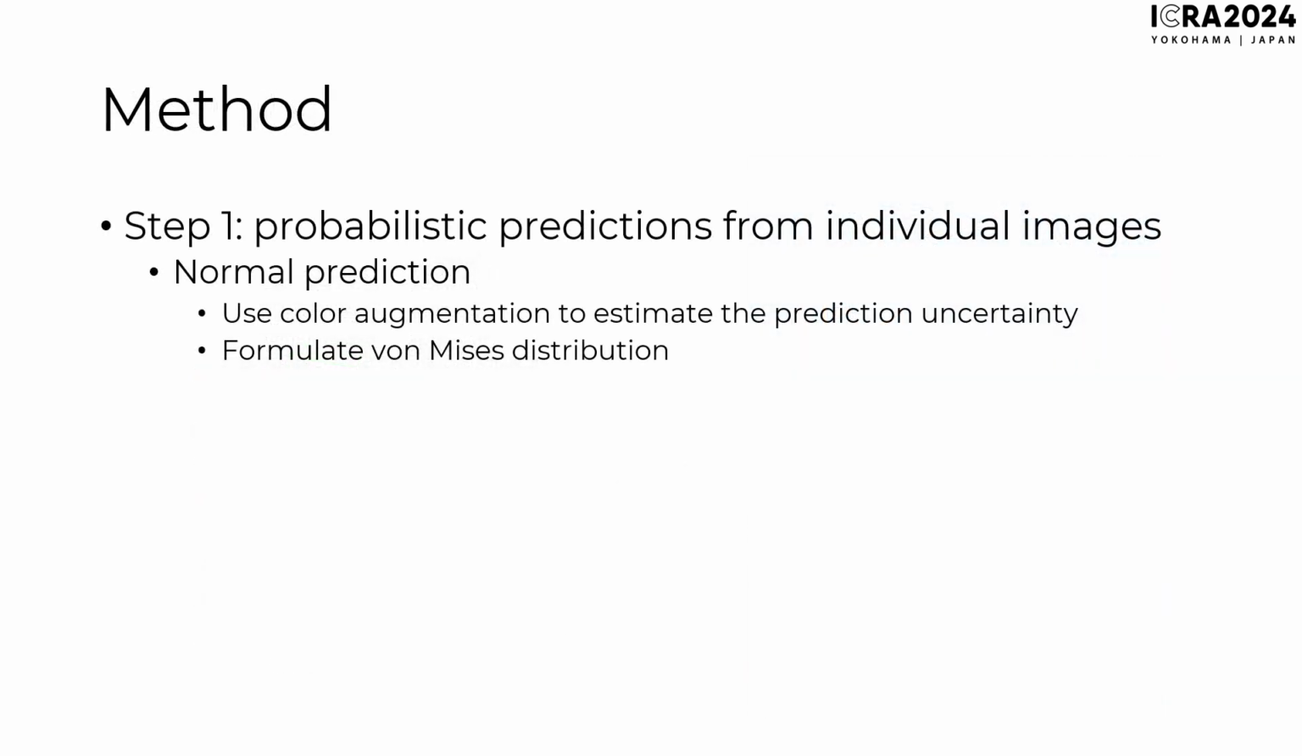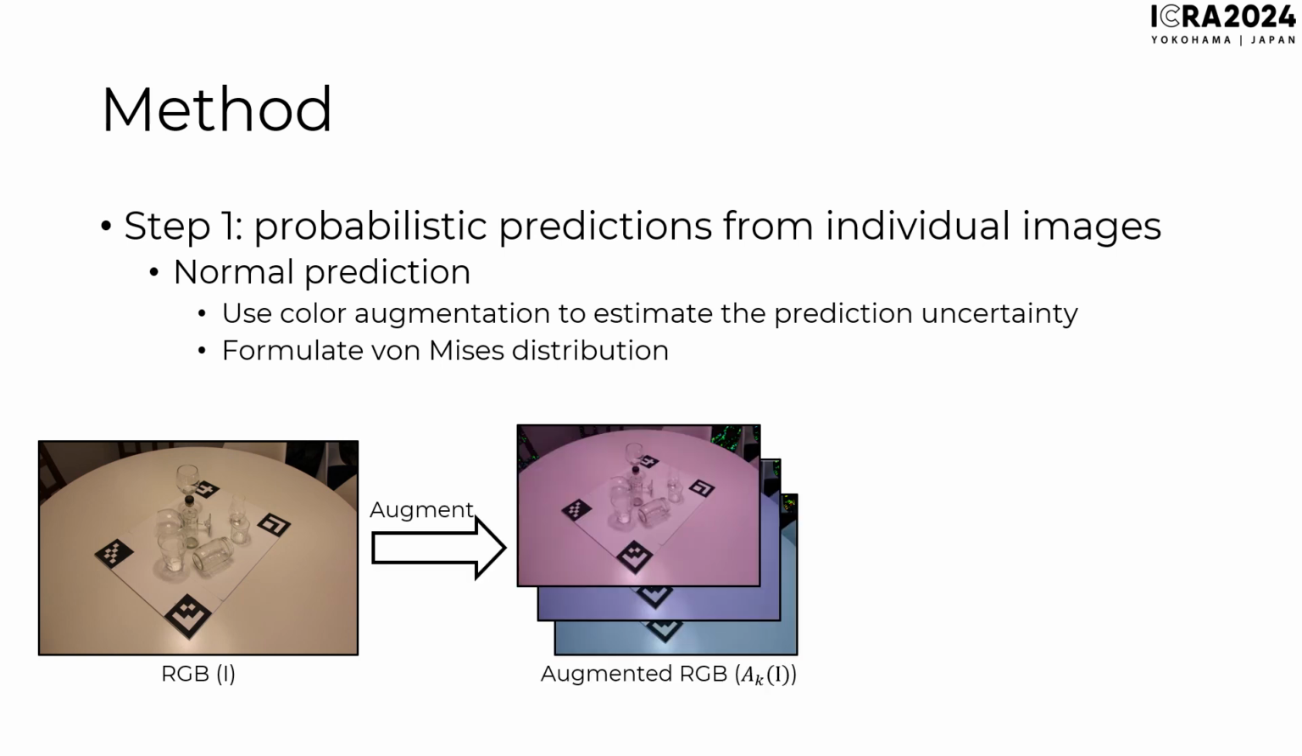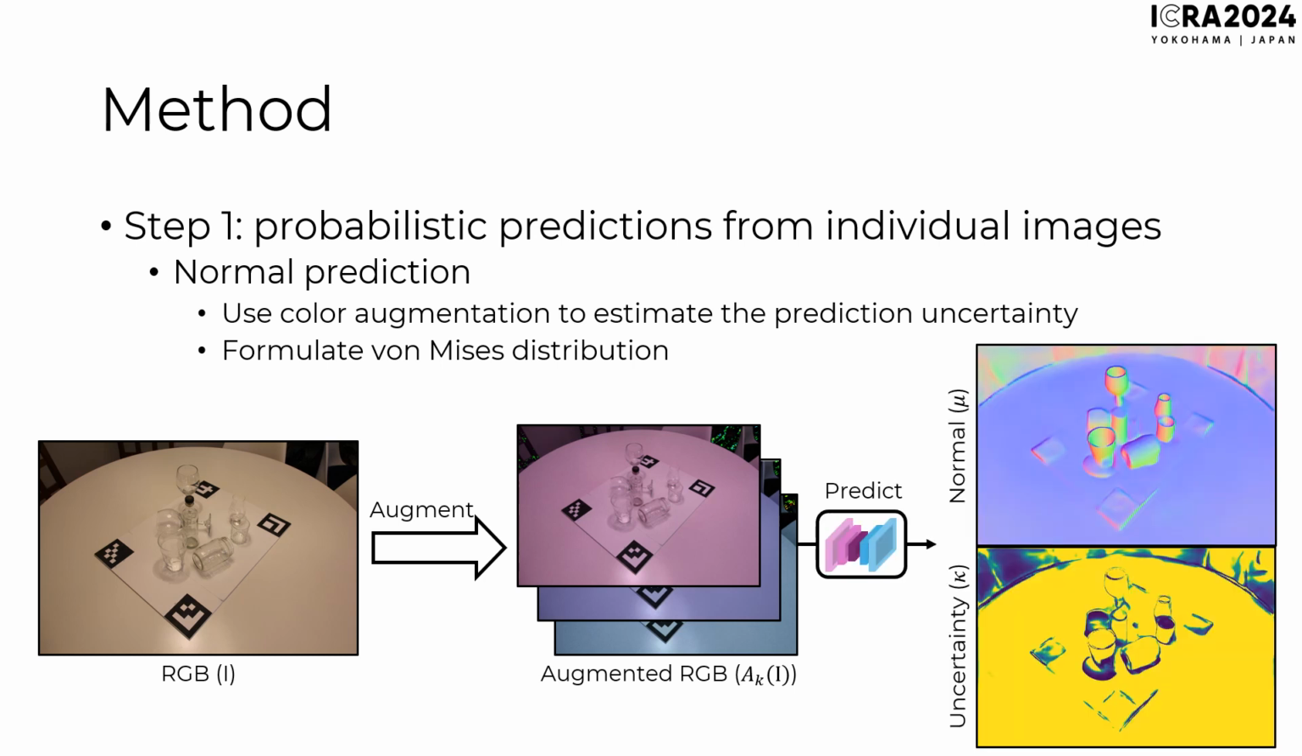Now let's take a look at the technical details for individual steps. Recall that the first step predicts normals from individual images. Because there is some uncertainty in the estimation, we use multiple normal estimations instead of a single value. Specifically, we augment the input image with color transformation and predict normals for each image. We then fit a von Mises distribution for each pixel. The parameter kappa can be used as a pixel-wise uncertainty of the estimation.